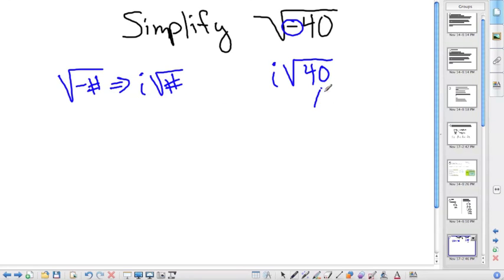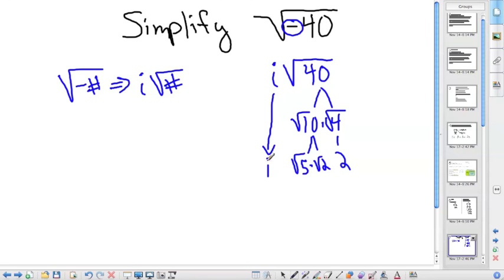So again, if you have the square root of a negative number, it automatically becomes i square root of whatever that number is. Now let's break down 40. 40 is 10 and 4, square root 10, square root 4, square root of 4 is 2, and we have to remember the i. Square root of 10 is not a perfect square, so we have to leave it as square root 10. The 2 gets multiplied by the i, and you get 2i square root 10.